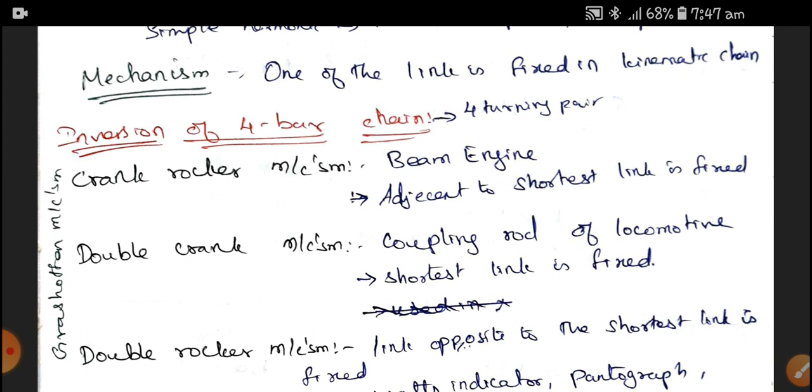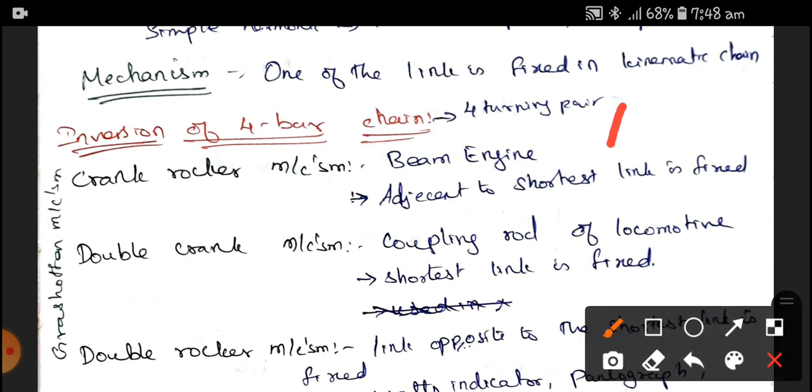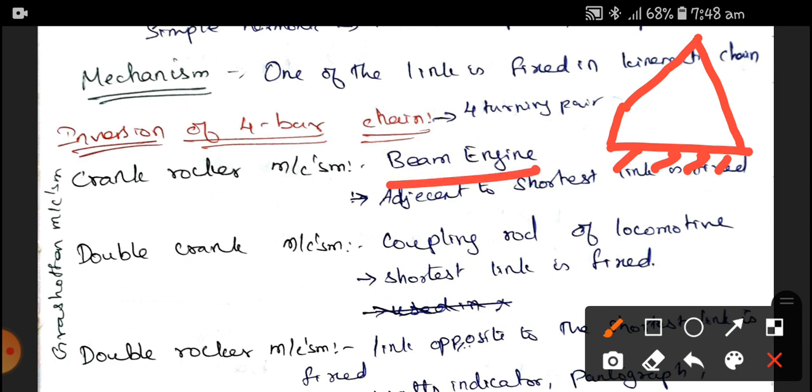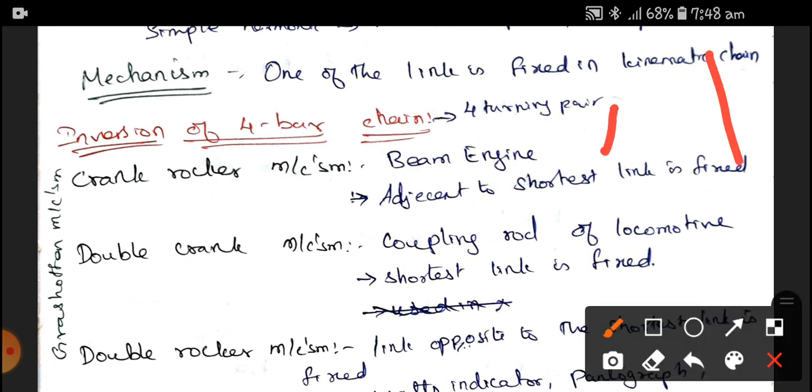So in the crank rocker mechanism, the link adjacent to the shortest link is fixed. So here you consider this is the shortest link and this is the longest link. So these are connected by means of adjacent links. If the link adjacent to the shortest link is fixed, it will produce a crank rocker mechanism. For example, the beam engine is a crank rocker mechanism. And the next one is the double crank mechanism. For the double crank mechanism, the shortest link is fixed.